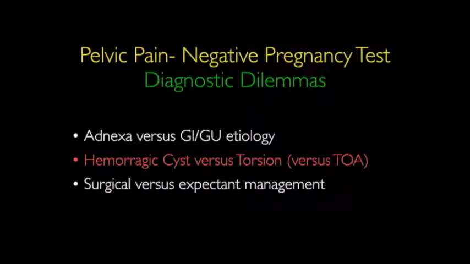So what are the main diagnostic dilemmas? Is the process adnexal, or is it GI or GU etiology? Is it a hemorrhagic cyst versus torsion, or less commonly, a tubo-ovarian abscess? This is very important because the management would be completely different. Hemorrhagic cyst would be managed expectantly with pain control. However, ovarian or possible ovarian torsion or partial torsion would nearly 99% of the time be managed surgically.